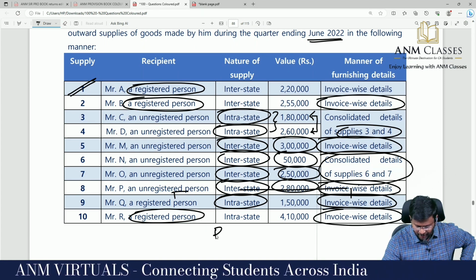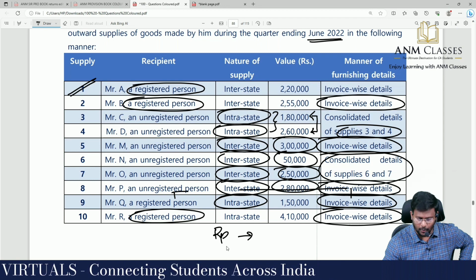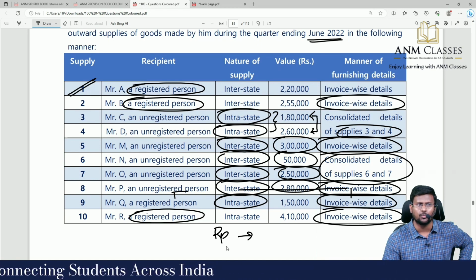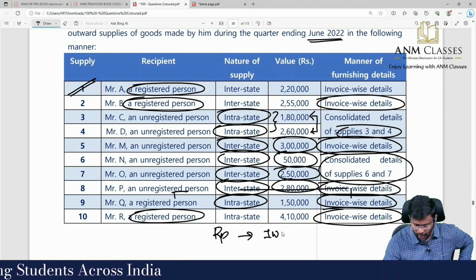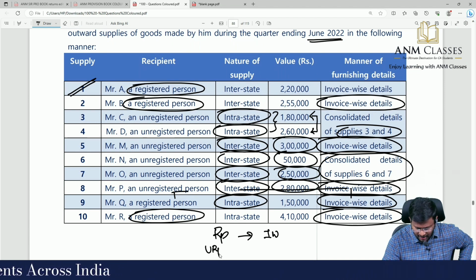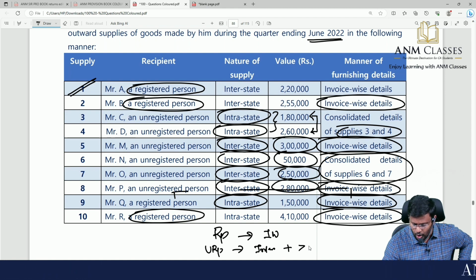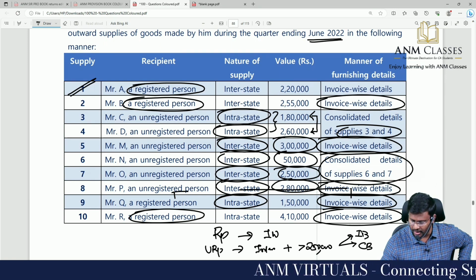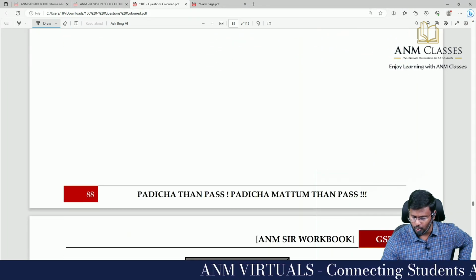That means if it is a registered person, whether it is intrastate or interstate, without regard to value, you have to provide invoice-wise details. With regard to an unregistered person, if it is interstate supply and the value of supply exceeds the limit, then invoice basis. Otherwise, consolidated basis. This is how you have to declare your returns.